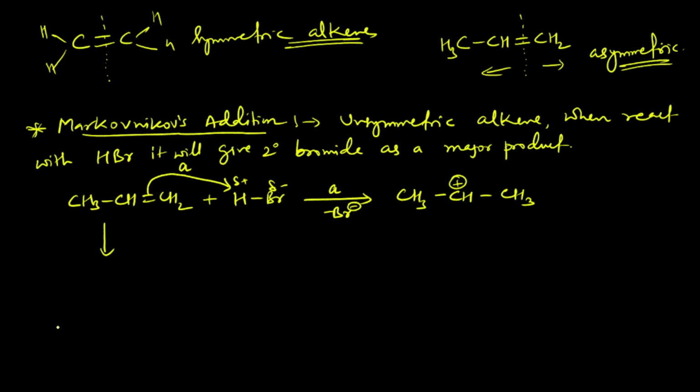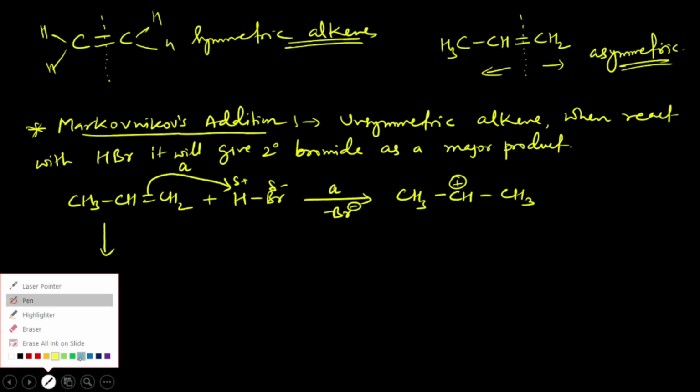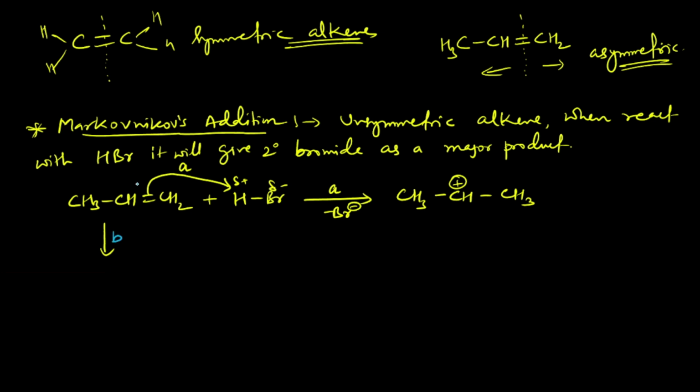Now the second route, this will be your route B. I'll change the color. This is route B. What is happening now? Here I'll take HBr. Here partial negative charge, partial positive charge. Now it is coming from this side and it is taking this electrophile. As soon as it is taking, the electron density will go with bromine. Here also the same thing is happening. So now you are getting CH3, CH2, CH2 and plus charge.